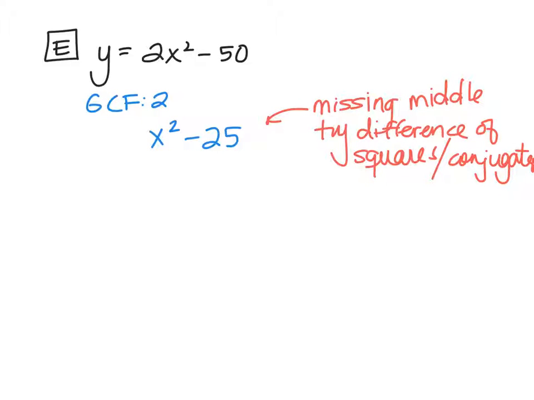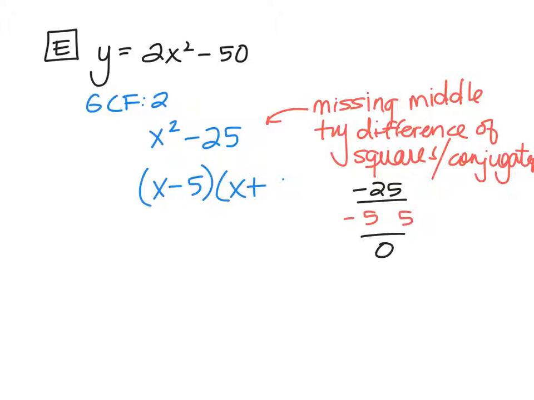And that is to say that if the middle is missing, we're going to try what's called difference of squares or conjugates, depending on how you've been taught that in the past. So the idea here is, if I keep that same puzzle idea, I need to pick two numbers that are going to multiply to give me -25 and add to give me 0 because the middle is missing. And if you think about that, the only numbers that you're going to be able to come up with are -5 and +5. So that's going to make my factors x minus 5 and x plus 5.